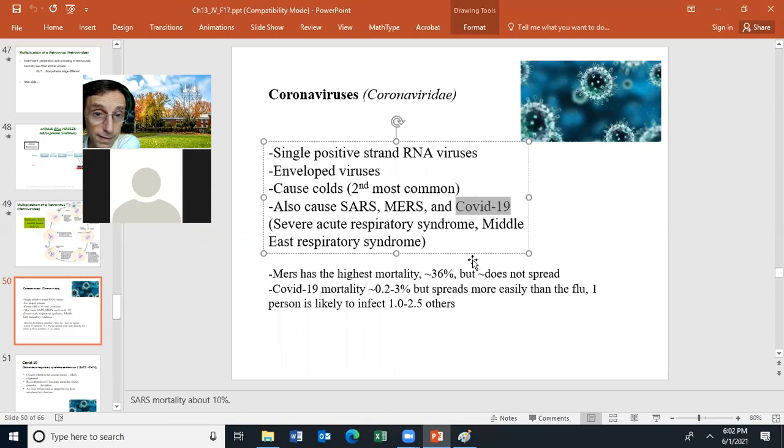With COVID-19, the mortality rate is estimated to be between 0.2% and 3%.